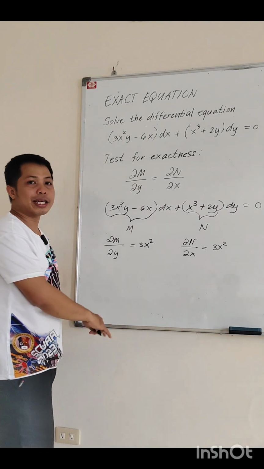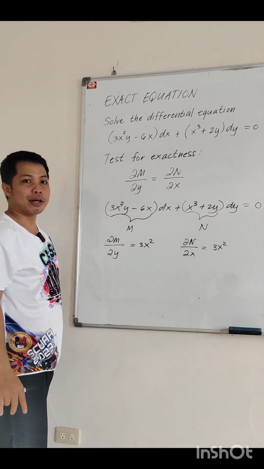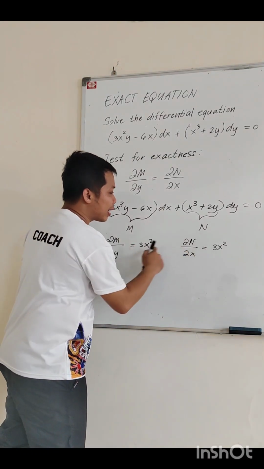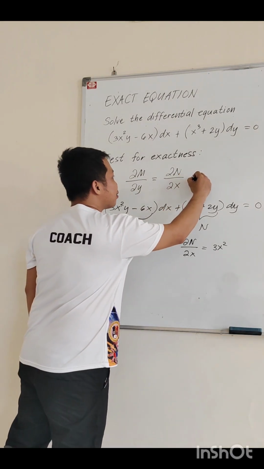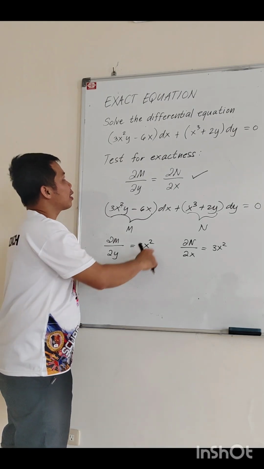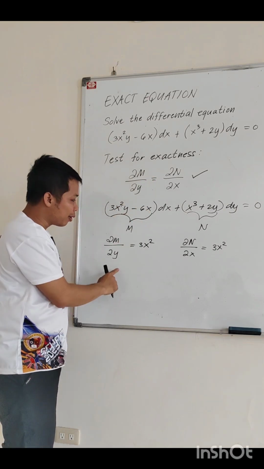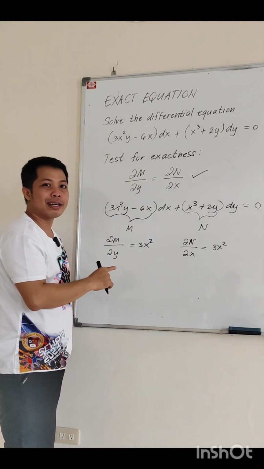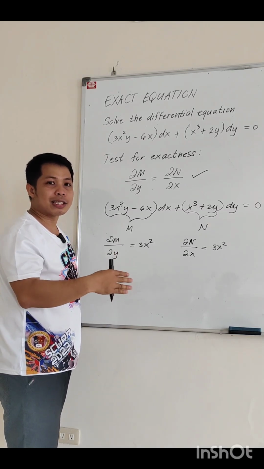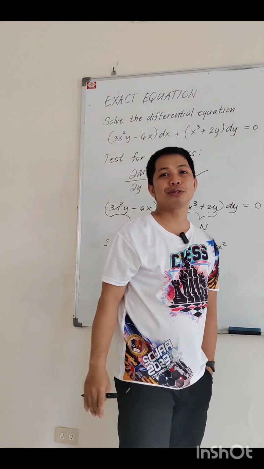Now, nakuha na natin yung partial of M with respect to y and partial of N with respect to x. Question, are they equal? Yes, they are equal. So since they are equal, na-apply na natin yung test of exactness. Okay? This means that this differential equation is an exact equation. Pero, itong ginawa natin kanina, hindi pa yan yung solusyon. That is only a test for exactness of the differential equation. So now, ano ba yung solution niya?